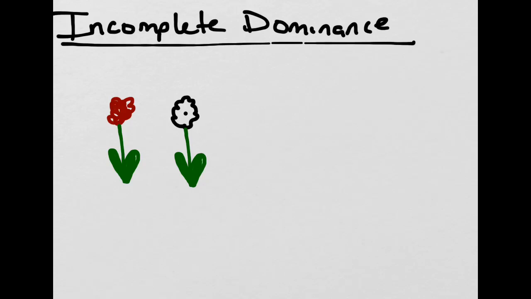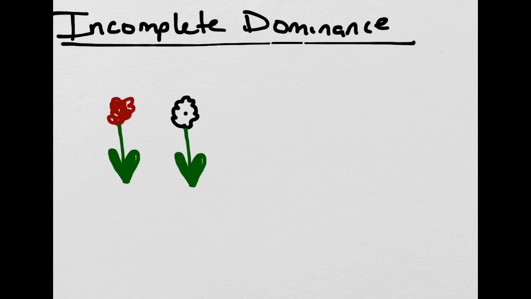This should be a quick one here. Just want to describe this pattern of inheritance that you see sometimes in genes. And a great example to use are these snapdragon plants. Snapdragons come in different colors, and they follow incomplete dominance with respect to their flower color.